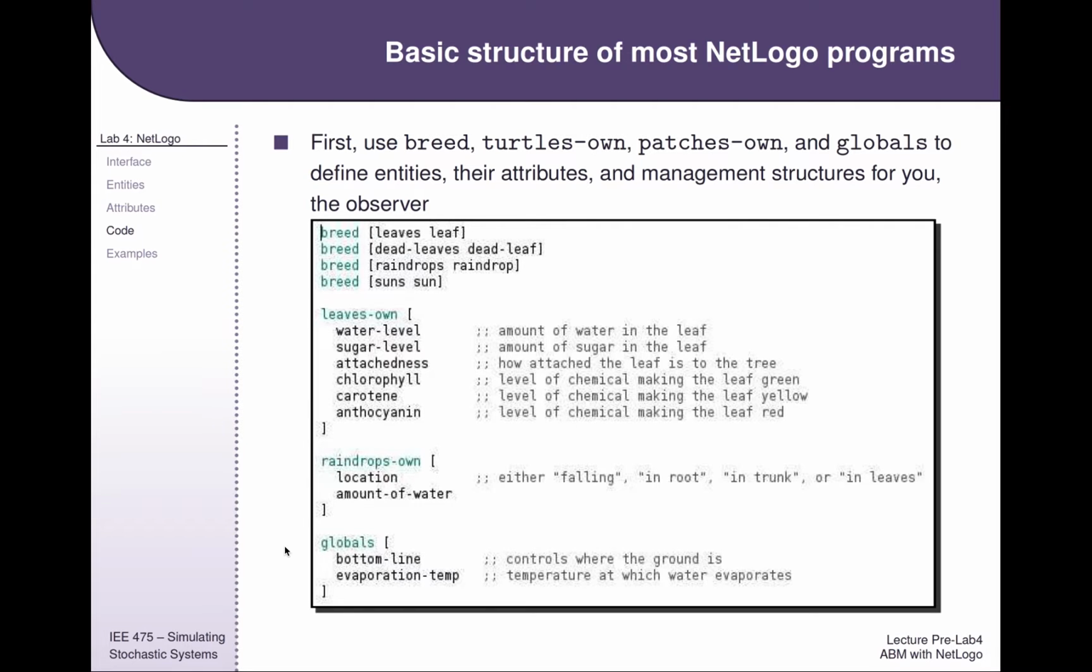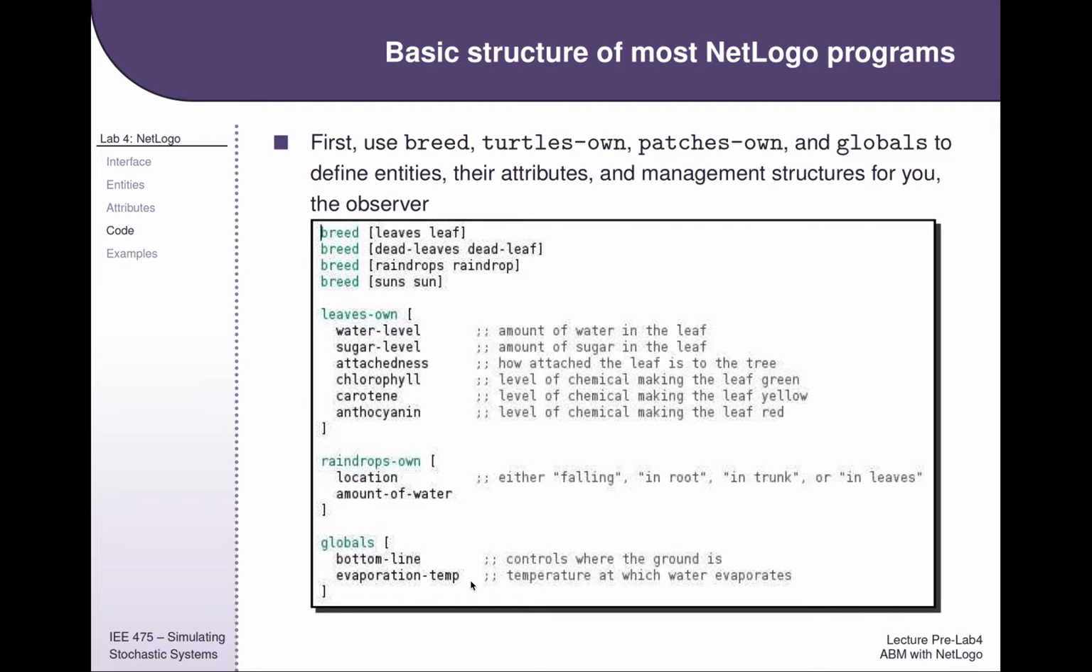So in this particular case, it looks like they've created a bottom line global, which they say controls where the ground is. So this is effectively a parameter that they wanted to be able to change, but it wasn't something they imagined changing often enough to put it on the interface. And so they just made it here so that it could be made into an interface parameter, but it's not. It gets set once and forgotten about.